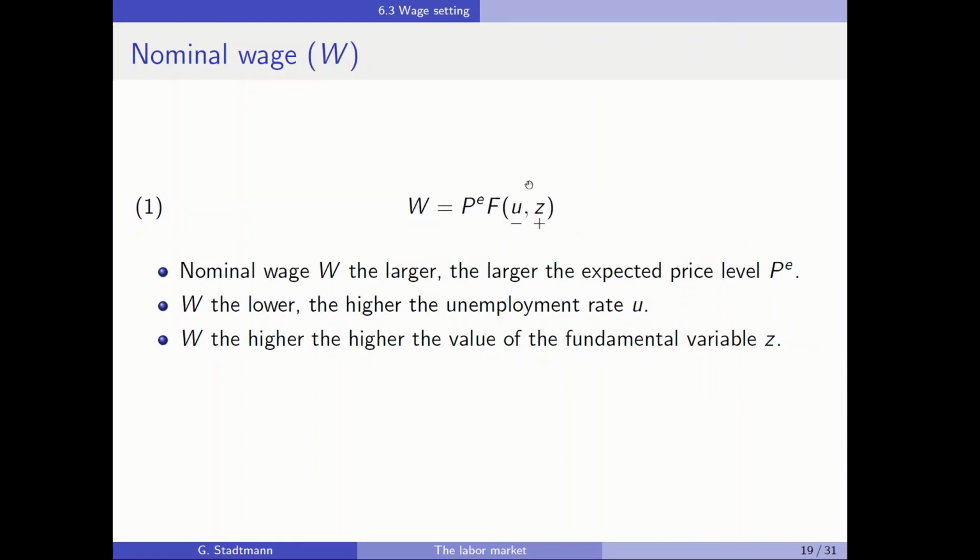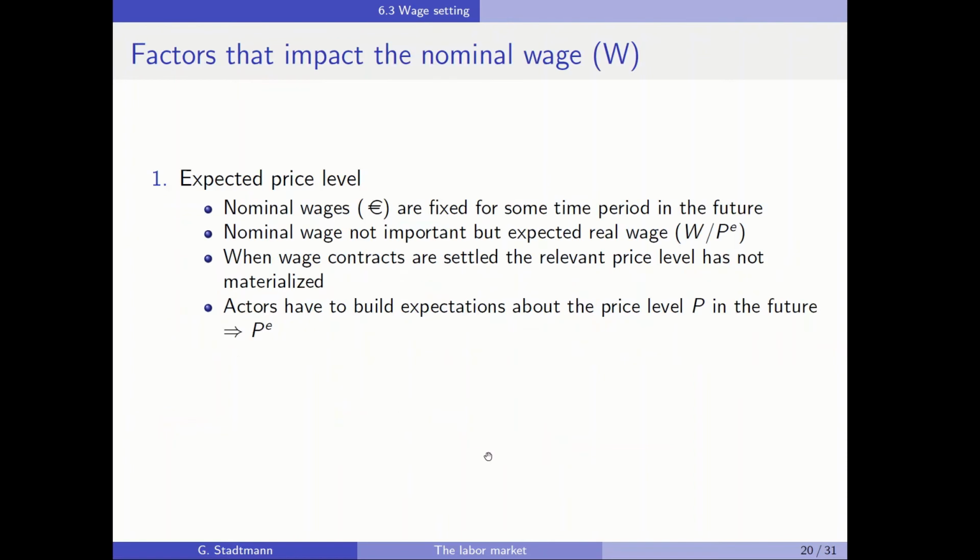In case you are interested in one specific function which fulfills these characteristics, depending in a positive way on Z and in a negative way on U, here comes an example. In case the nominal wage depends on the expected price level times Z minus U in brackets, then this function fulfills the criteria mentioned above. In case Z increases, the nominal wage increases, and in case U increases, the nominal wage decreases. So the expected price level seems to be important.